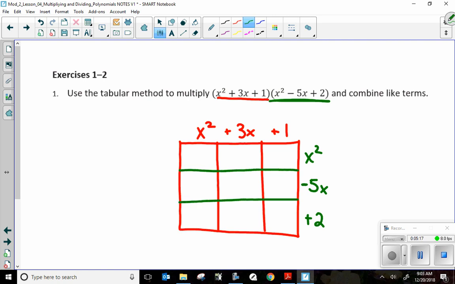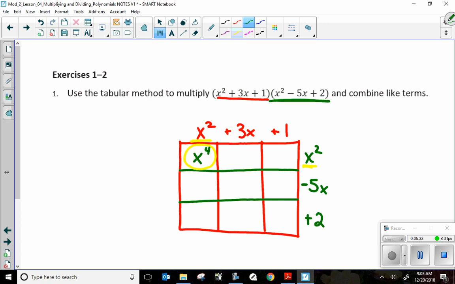Okay? And now, let's fill in these boxes by multiplying. Again, I'm going to start top left. I'm going to fill in this box. I need to multiply x squared times x squared.